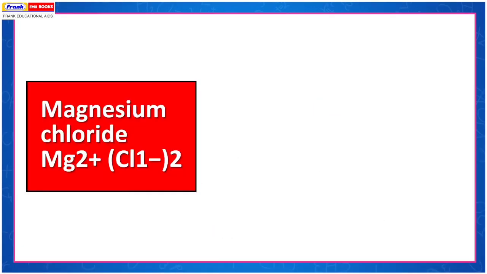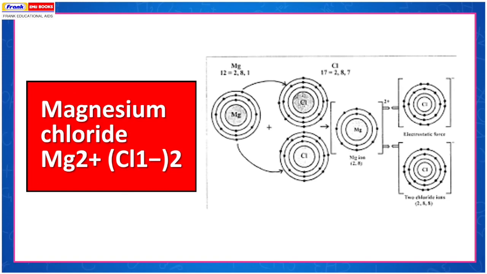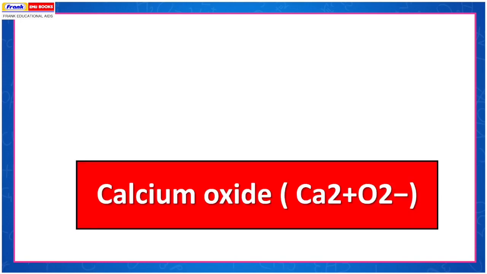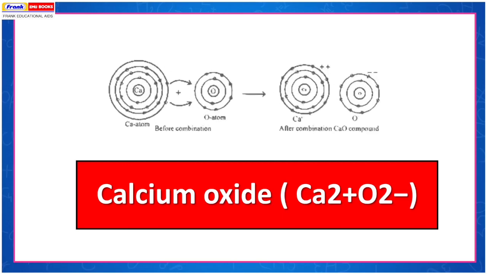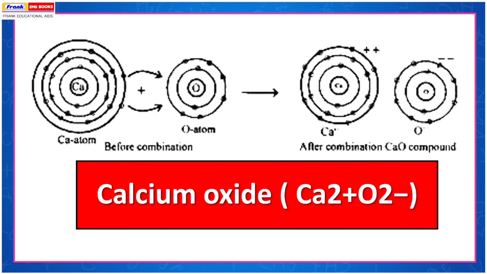Magnesium chloride, Mg+2 Cl-1 whole twice. One magnesium atom gives its electrons to two chlorine atoms to form magnesium chloride. Calcium oxide. One calcium atom gives 2 electrons to one oxygen atom to form calcium oxide, Ca2+ O2-.